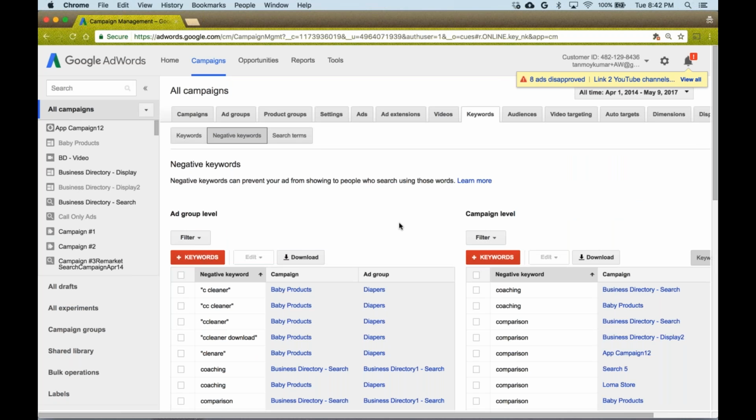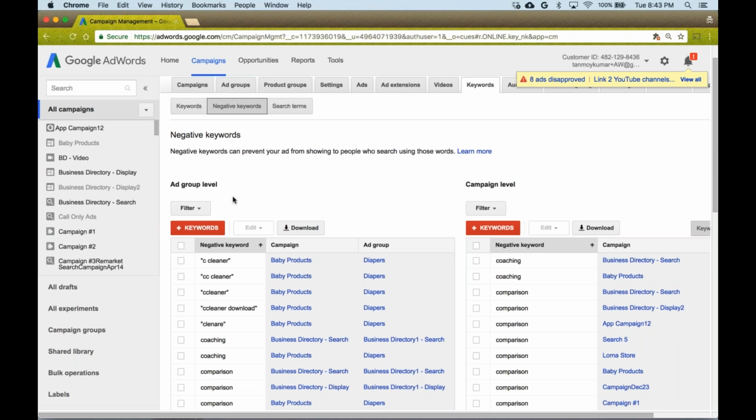Negative keywords can be applied on 2 levels. You can apply it on an ad group level or on a campaign level. If you apply the negative keywords on an ad group level, then particular ads in a specific ad group will get blocked. Those ads will not show. On the other hand, if you put the keywords at a campaign level, then all the ad groups under a specific campaign will get blocked and all the ads under them will get blocked. So you decide. As a business owner, you decide how you want to apply your negative keywords. They give you options to apply it on both levels, ad group and campaign.